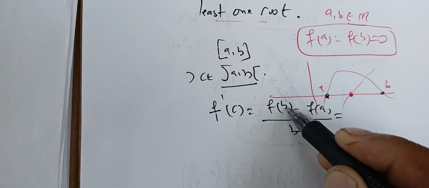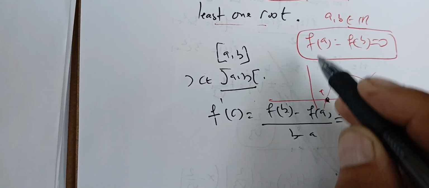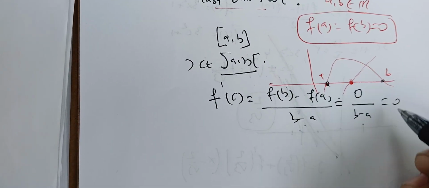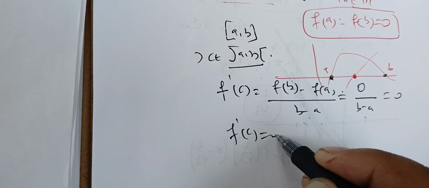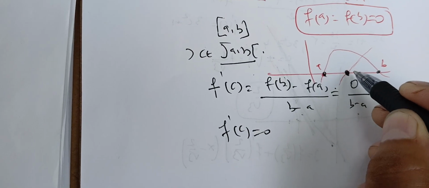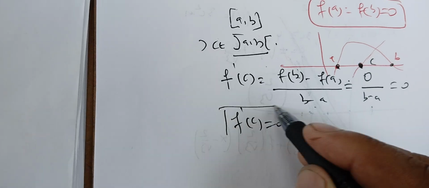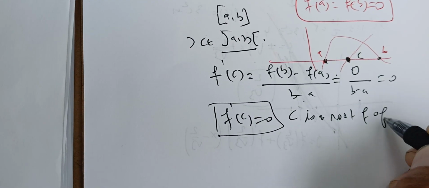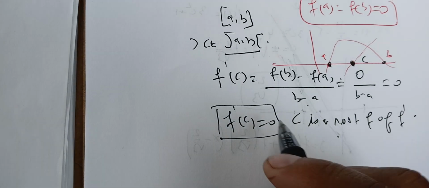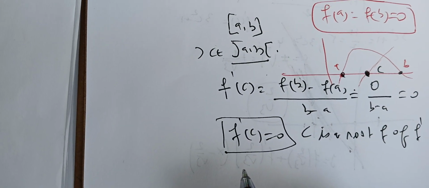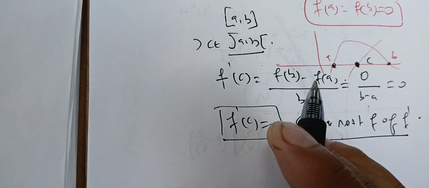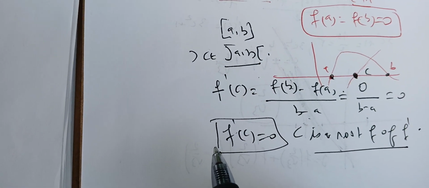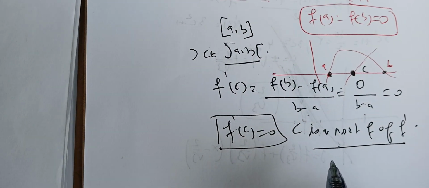But what we know about f of a and f of b is that these are roots of f. Therefore it's 0, and b minus a is different from 0. Therefore we have 0, so f prime of c is 0. The c is in here. Therefore c is a root of the function f prime. So there is at least one root, it's c. Sometimes we can have two roots.